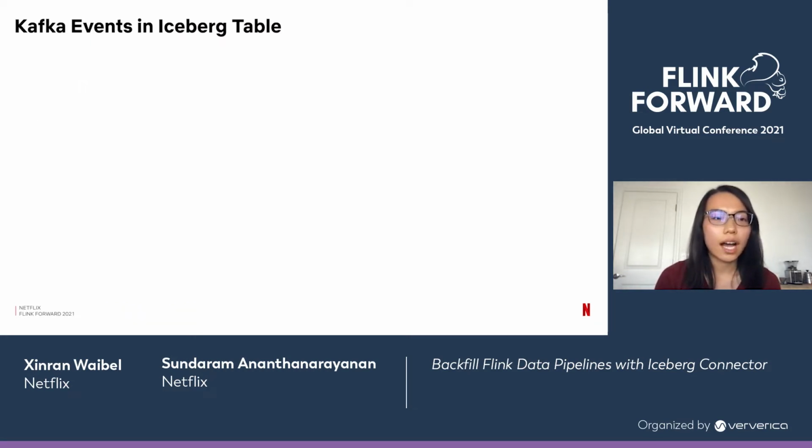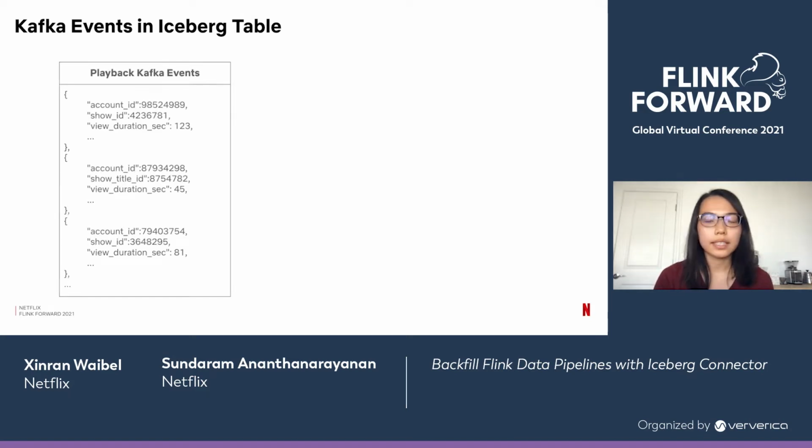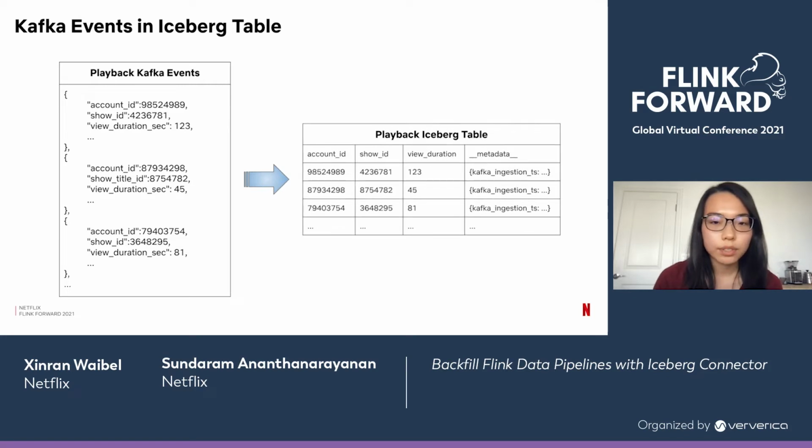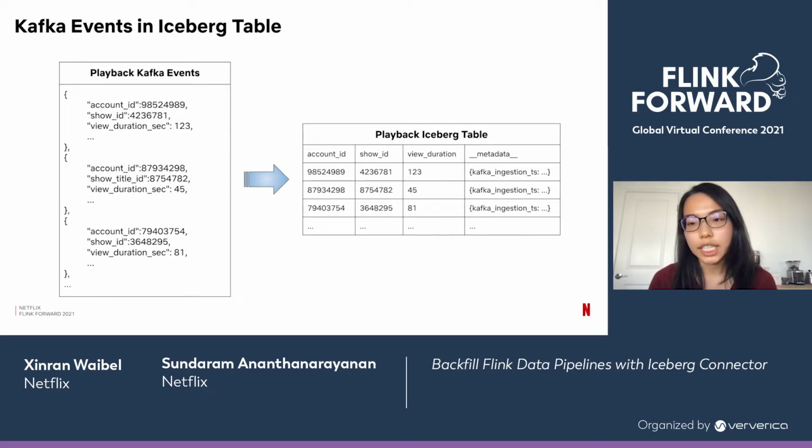Let's take a look at what Kafka events look like in an Iceberg table. On the left, we have a schematized stream of playback Kafka events, and there are top-level attributes such as account ID, show ID, and view duration seconds. And when these events are routed to an Iceberg table, all those attributes become top-level columns in the Iceberg table. In addition to the original data contained in the Kafka events, Kafka metadata such as Kafka ingestion time is automatically attached to the table as well, to be used later.